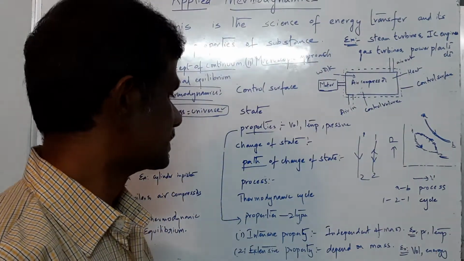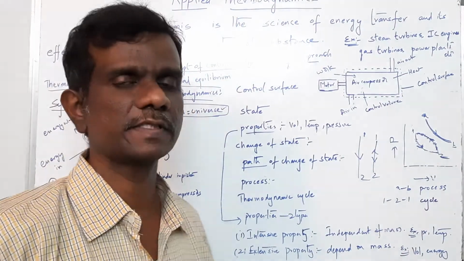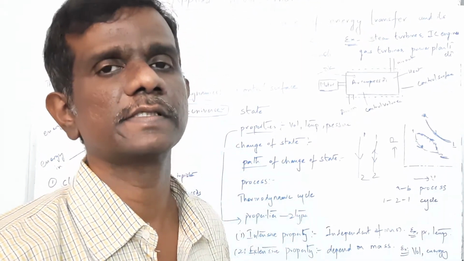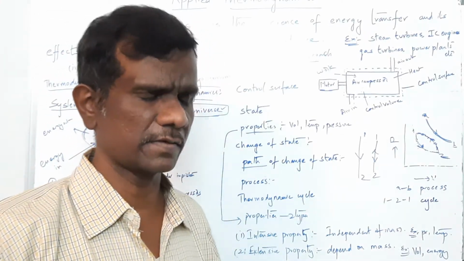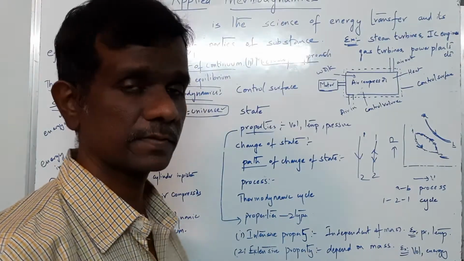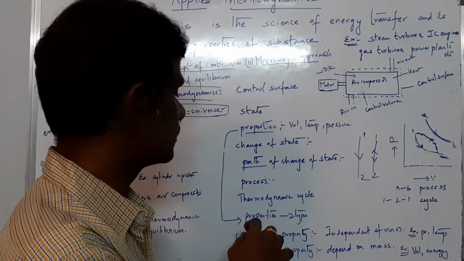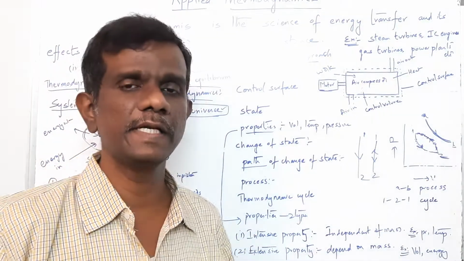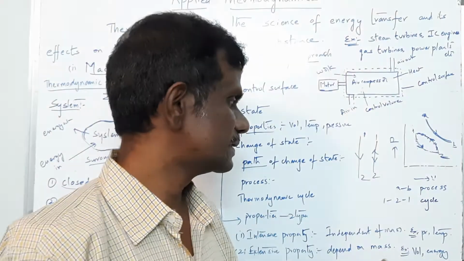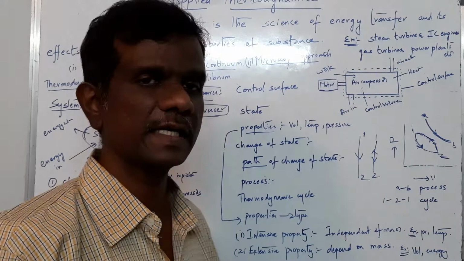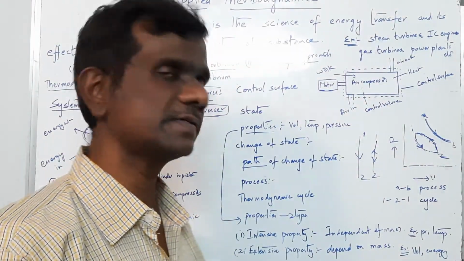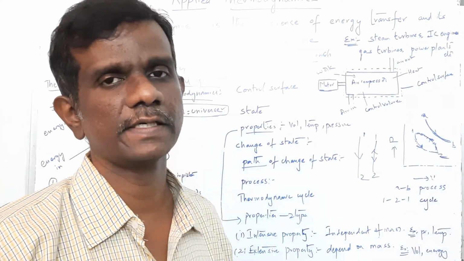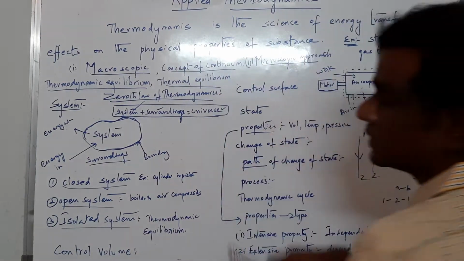Again, in detail, we are going to study the different processes: isochoric process, isobaric process, isentropic process, and constant temperature process. Coming to properties, properties are mainly of two types. Intensive properties are independent of mass, for example pressure and temperature, which don't depend on mass, whereas extensive properties depend on mass, for example volume and energy. We already discussed the basic concept of continuum.